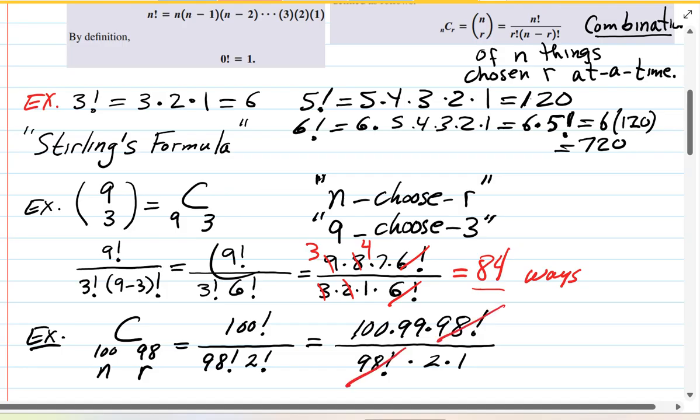And check this out. My calculator couldn't even handle 98 factorial, but I'm able to do this. Now 100 divided by 2 is 50. So this is 50 times 99. Let's see, 50 times 100, that would be 5,000, right? But it's not 100, it's 99. So I'm going to subtract the 50. The answer should be 4,950. Please check this one. Hopefully that's the right answer.